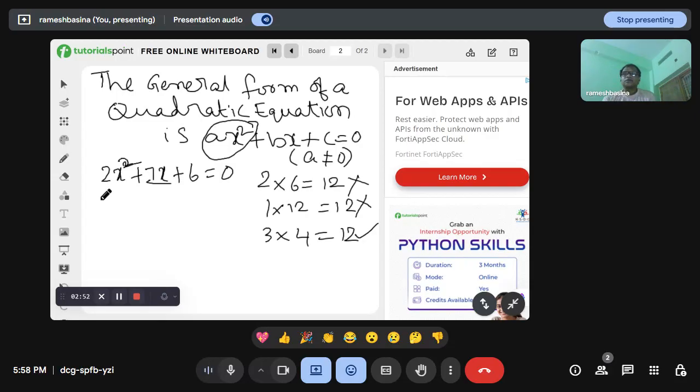And here 2x square plus 7x is split like this: 3 4s are 12, so 3x plus 4x. If you are adding, you are getting 7x. If you are multiplying, you are getting 12. Like this.